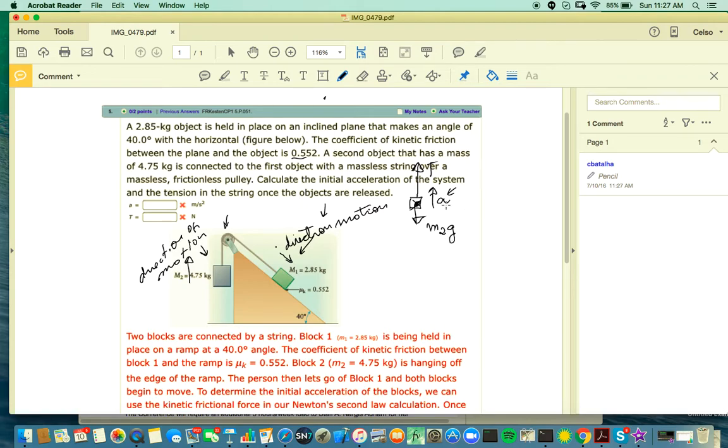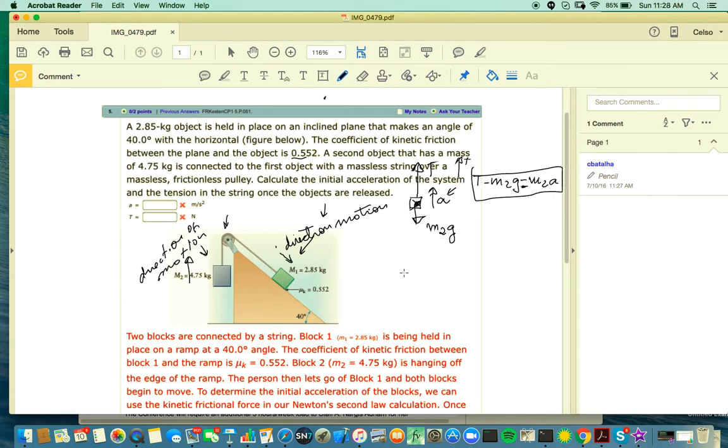So let's apply Newton's law to this gray box. It moves upward. Upward is the positive direction. Then we have tension minus m2g equals m2a. Okay, so that's our first equation. Put it aside, and then you go to the next one.